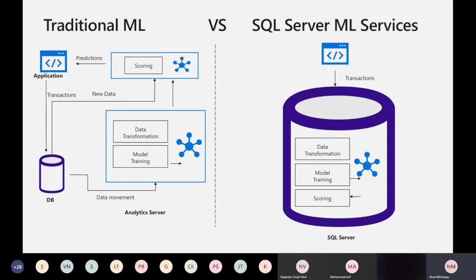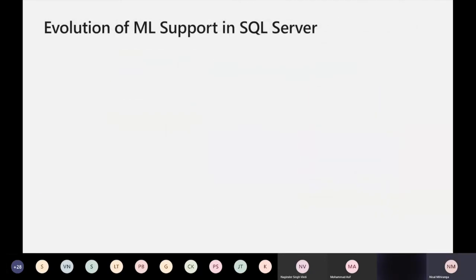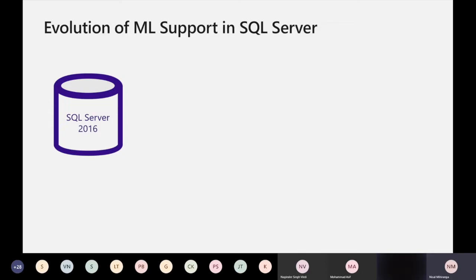So this is the difference comparison between traditional machine learning and how we can do machine learning using SQL Server. Let's have a look at the evolution of the machine learning support in SQL Server. Microsoft introduced R support in SQL Server 2016, and they named it R Services.